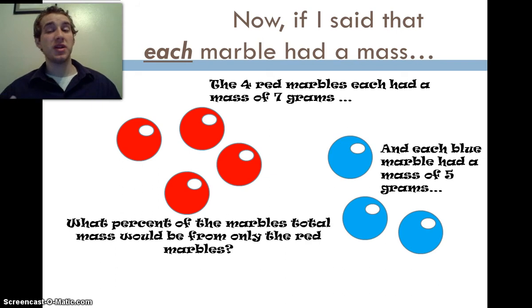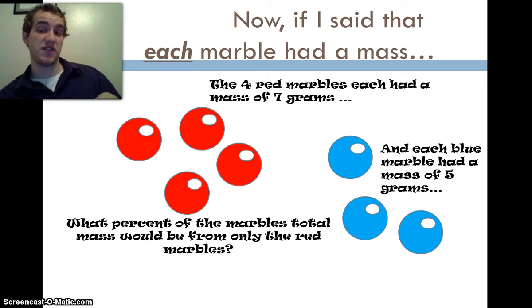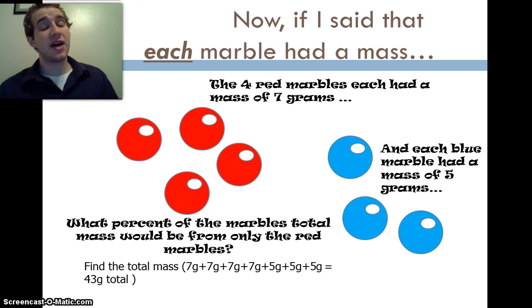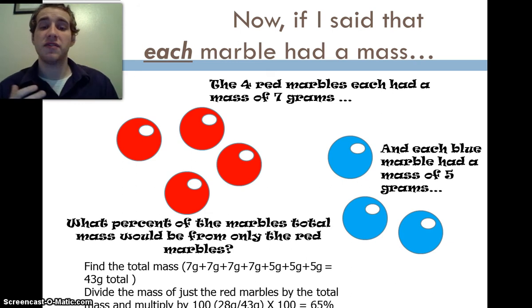If we want to find the percent, we need to find the total mass of all of the marbles. If we're interested in the mass from the red marbles, we then find the mass of just the red marbles. Take the part we're interested in, the mass of the red marbles, which for this would be 4 times 7 grams, that's 28 grams, divided by the total mass, which would be 28 plus the 15 grams from the blue, and then multiply by 100. For us, that would give us a percentage of 65% of the total mass here comes just from the red marbles.